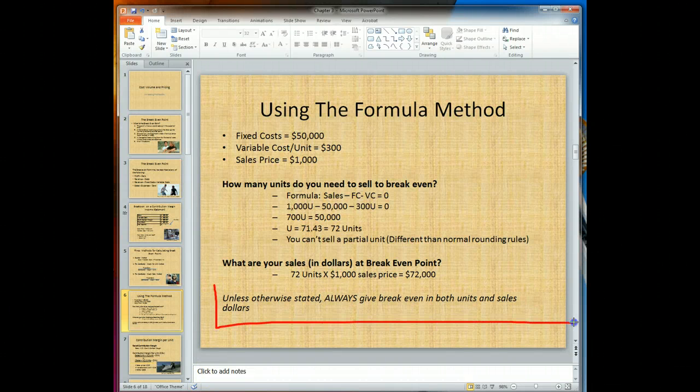In general, this statement's very important. Unless they state otherwise, you always want to give break even in both units and sales dollars. It's just a good rule of thumb.